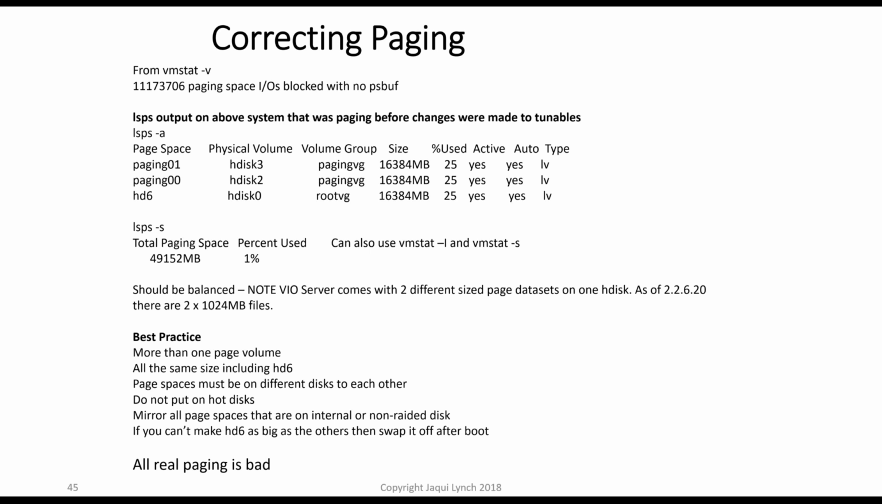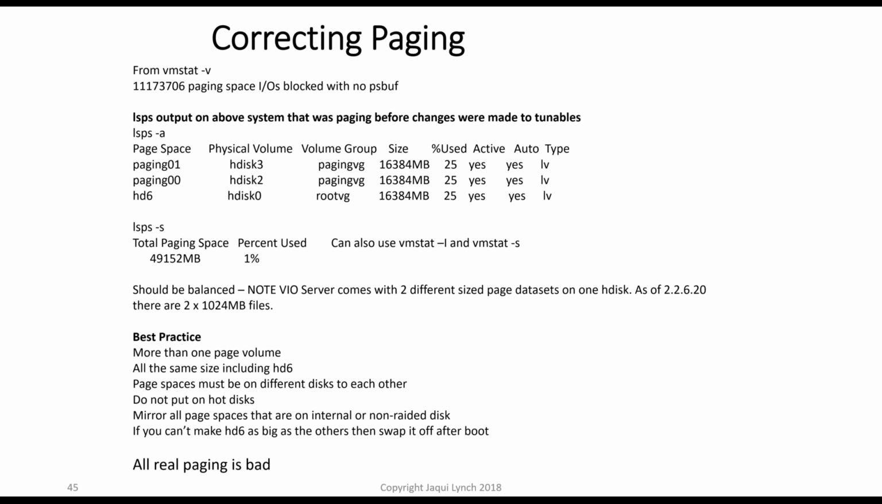If page spaces are on internal or non-RAID disk, you should mirror them. And the reason for mirroring them is because, as I mentioned, kernel pages can now go outside of root VG. So if I'm on a non-mirrored disk and I lose it, I may lose kernel pages, and that's pretty bad. And you don't put it on busy disks. If you've got a page space, one of the worst places you could put it is on your redo logs volume.